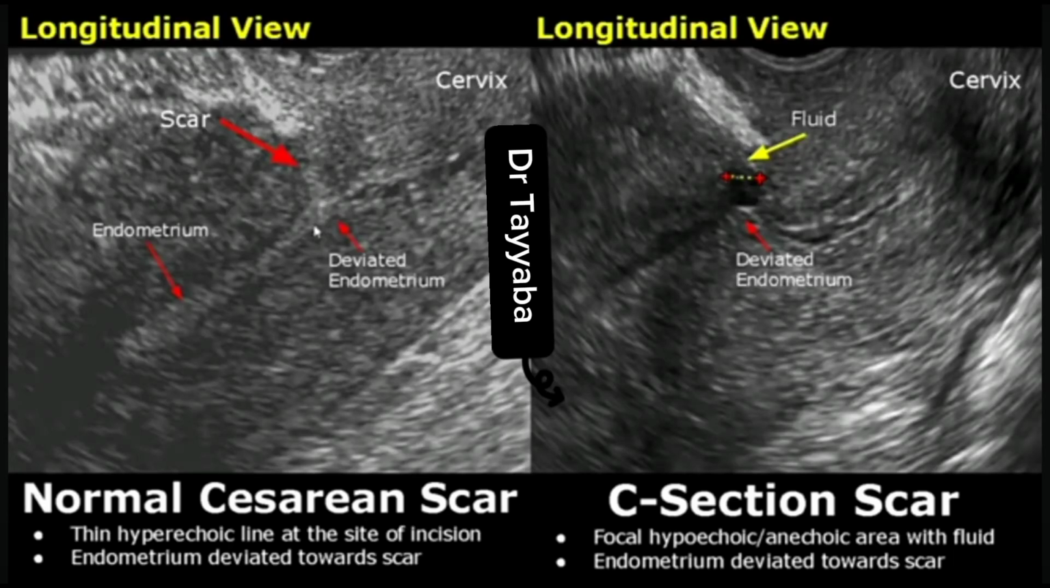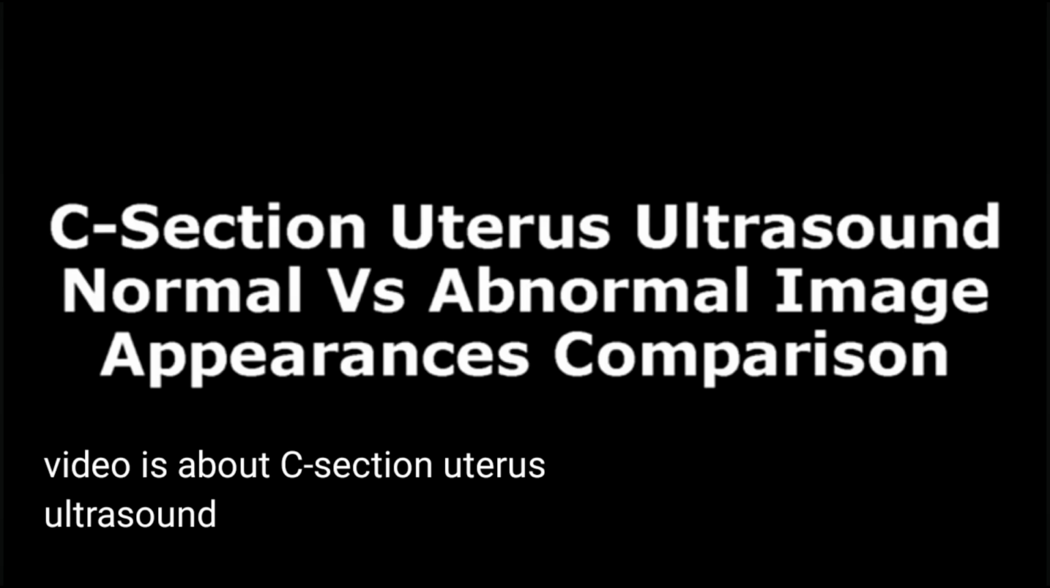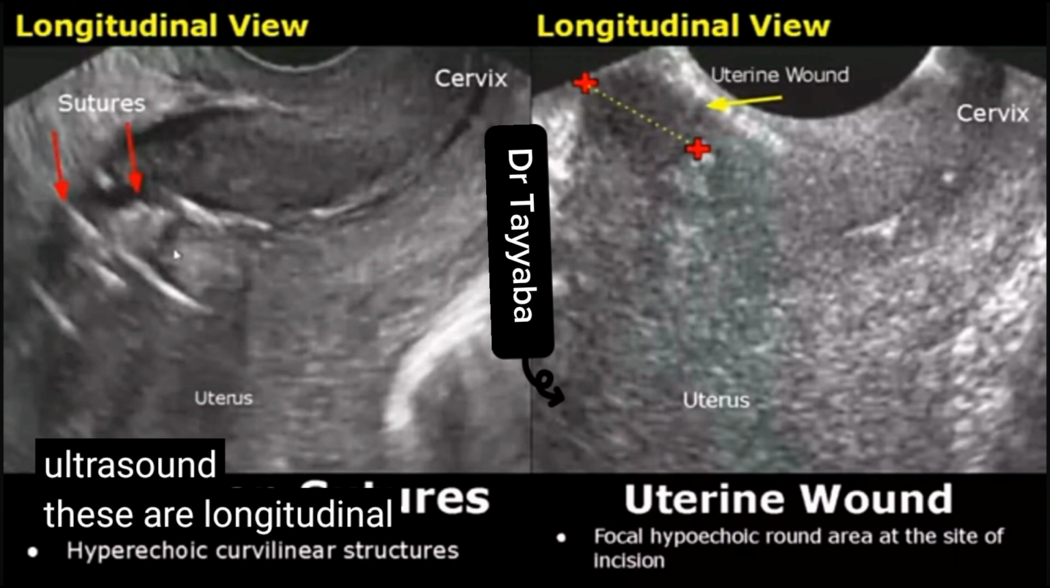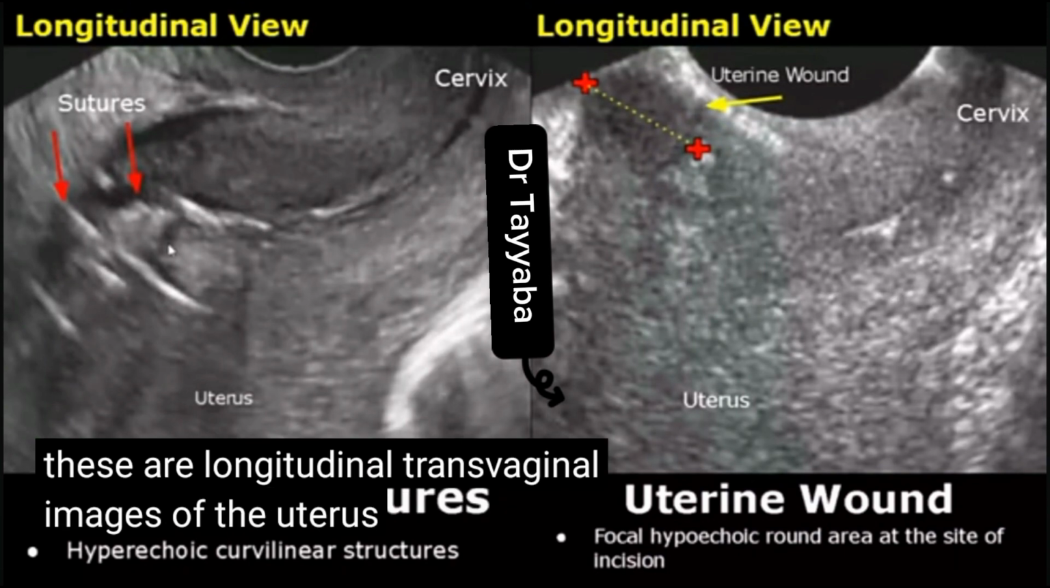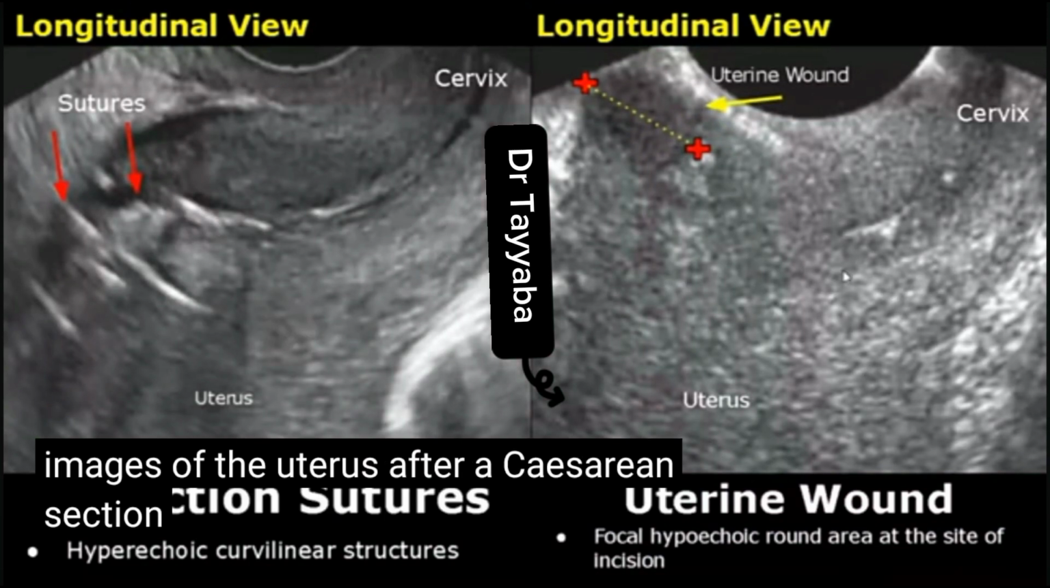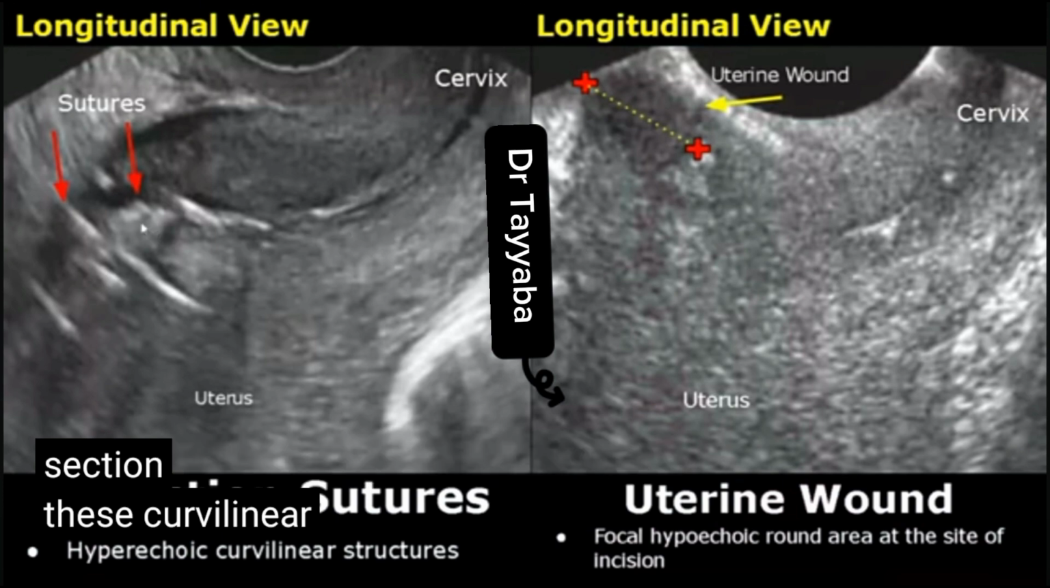Hello everyone, it's Dr. Deva and this video is about C-section uterus ultrasound. These are the longitudinal transvaginal images of the uterus after a cesarean section.